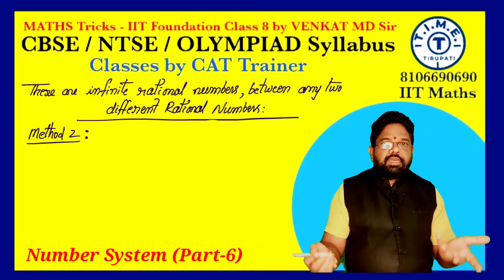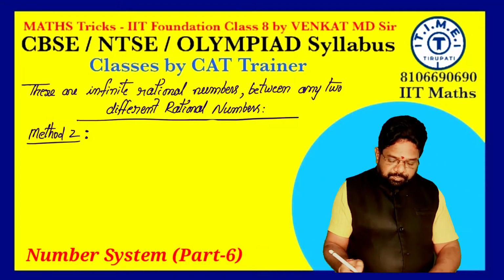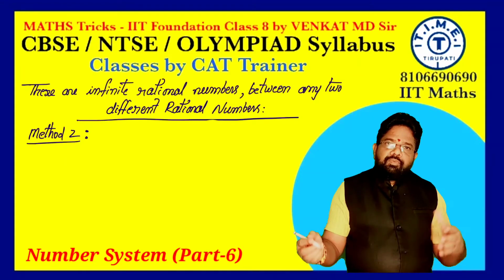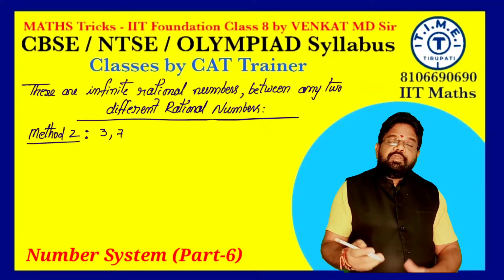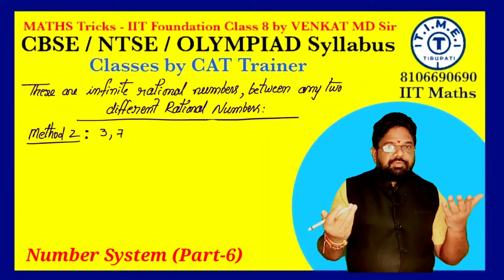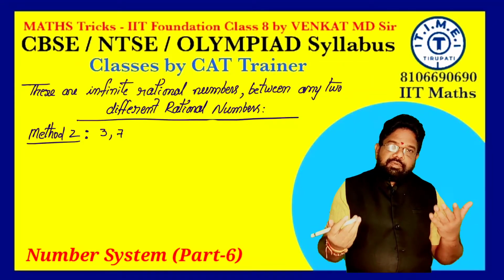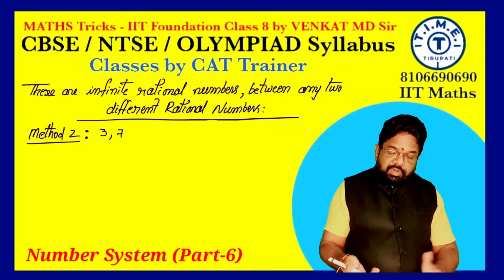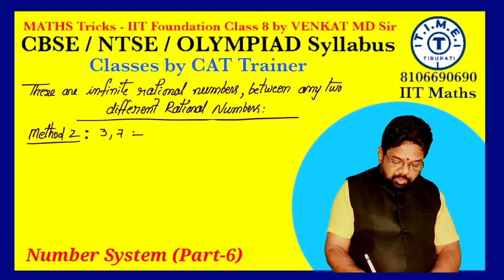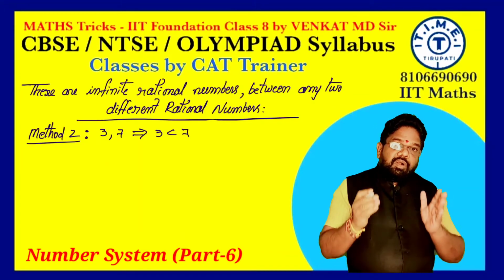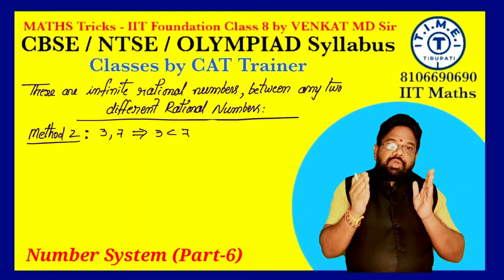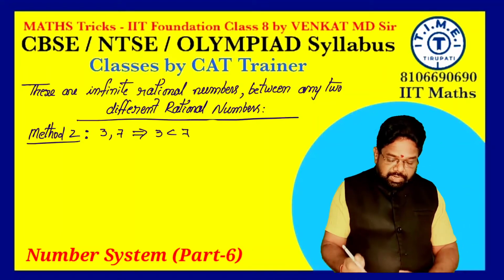Take any two rational numbers, let it be 3 and 7. These are rational numbers in p by q form: 3 by 1 and 7 by 1, where q is 1. Here 3 is less than 7, clear? So how can we arrange one rational number between 3 and 7?